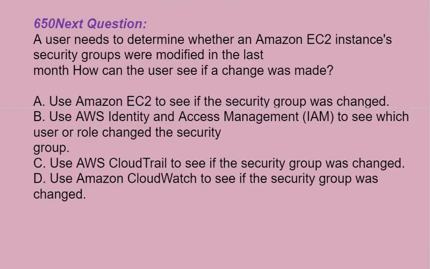Question is, a user needs to determine whether an Amazon EC2 instance's security groups were modified in the last month. How can the user see if a change was made? Option A. Use Amazon EC2 to see if the security group was changed. Option B. Use AWS Identity and Access Management IAM to see which user or role changed the security group.